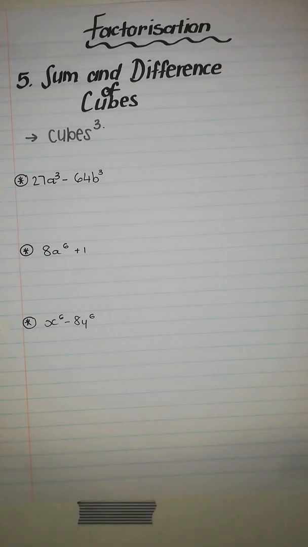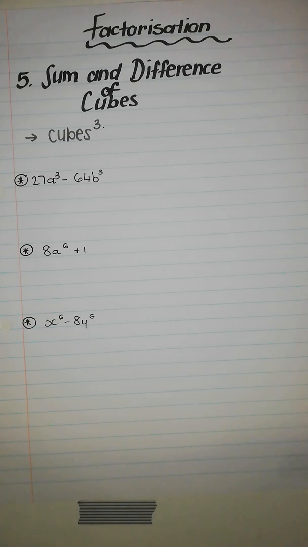Okay, so the last one for factorization. So first we had, is there a common factor I can take out? Secondly, we had difference of two squares. Then we had a trinomial. Fourthly, we had grouping. Now last one, sum and difference of cubes.